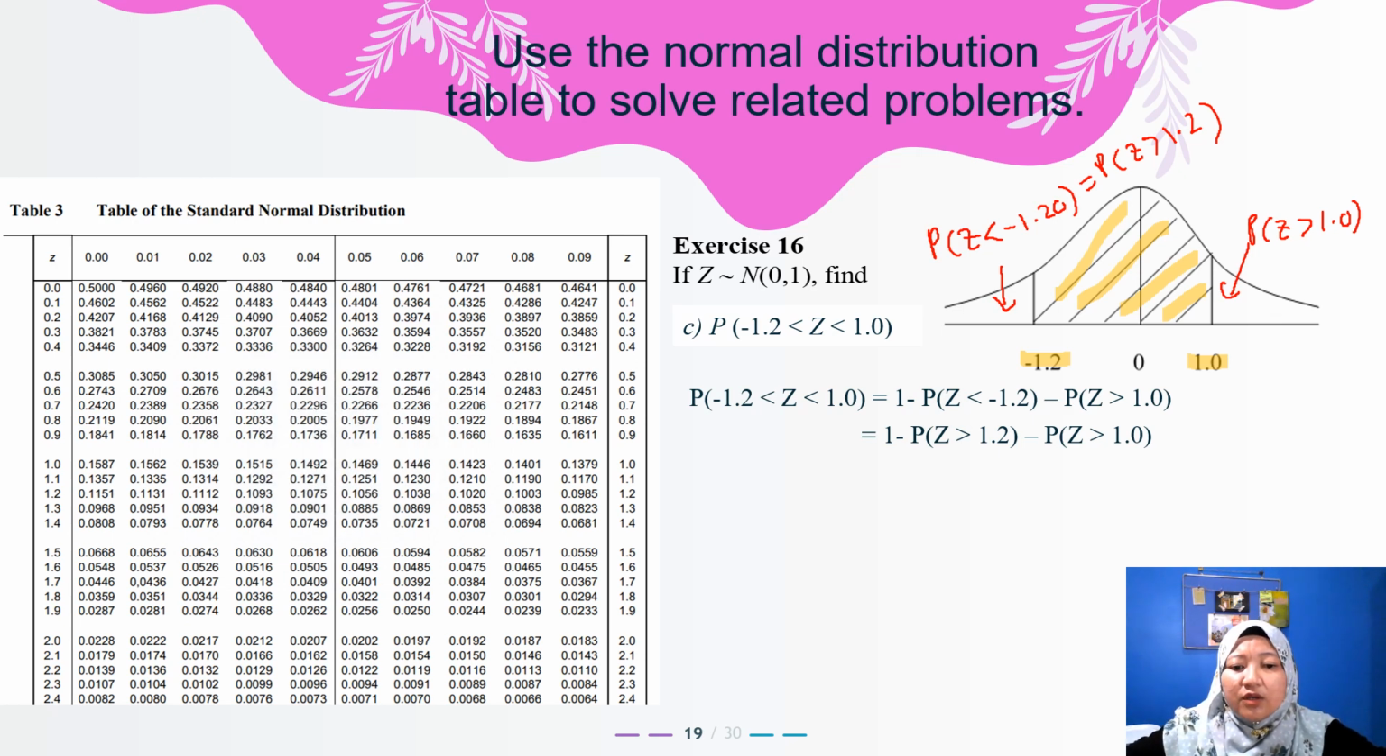Okay, kita tukarkan less than kepada greater than 1.2, less than negative number, greater than positive number. So find the value from the table. 1.2 is 0.1151, 1.0 is 0.1587. And we have the total area is 0.7262.